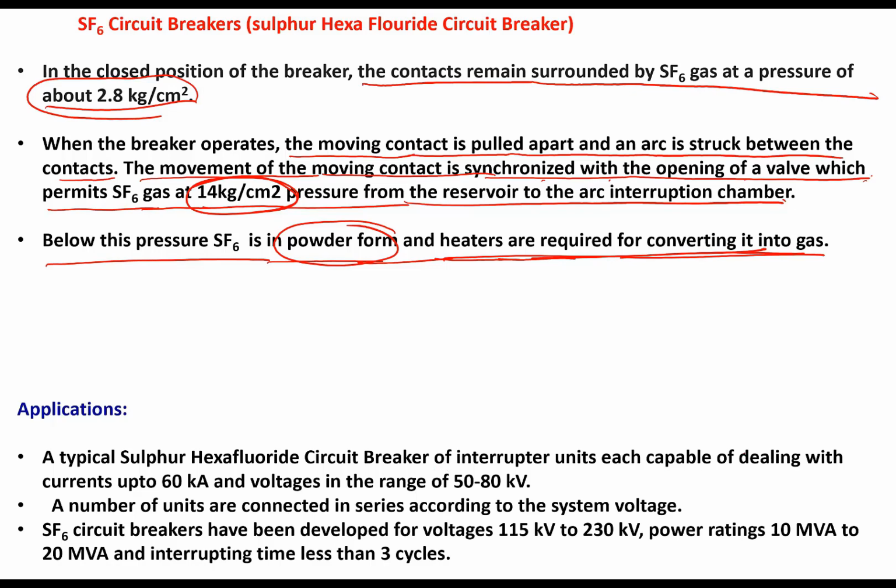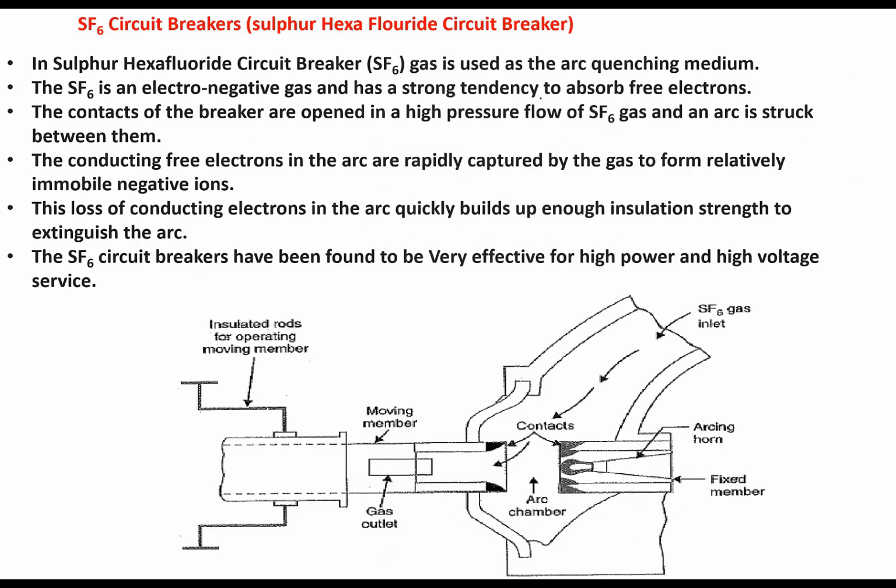Interrupter units are capable of dealing with currents of 60 kiloamperes and voltages up to 50 to 80 kV. Okay, so SF6, don't worry about that point. They are developed nowadays up to 230 kV. So up to 230 kV, the SF6 circuit breaker is the best. Understand? Even for higher voltages, if you want, you can connect more number of circuit breakers in series. So up to 230 kV, as I told earlier, this is the best circuit breaker.